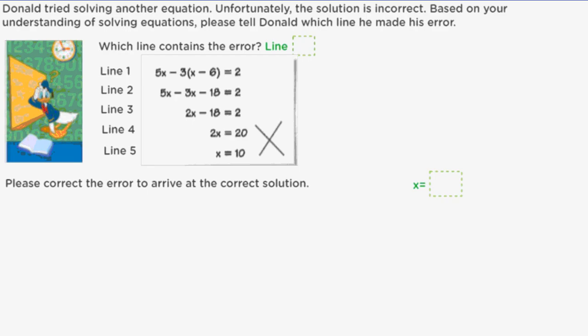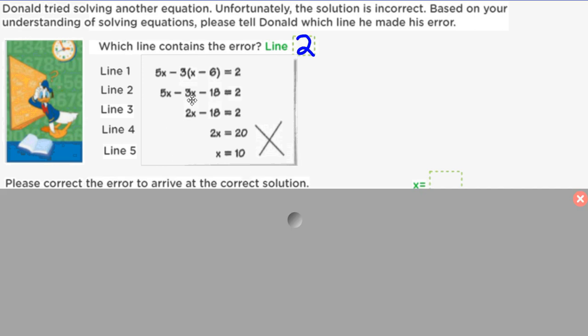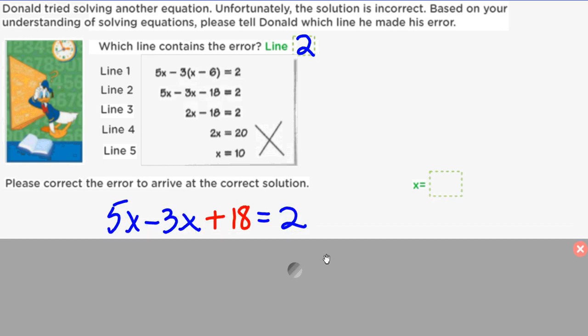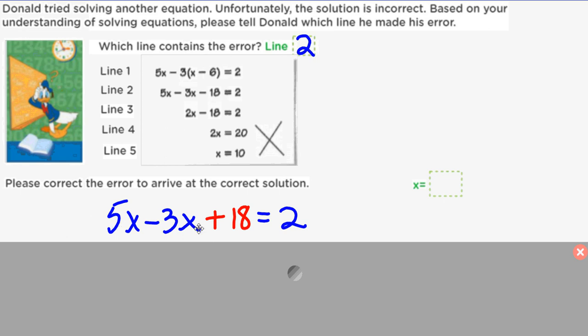Now, Donald tried another, and unfortunately, he still made errors. Could you tell him which line has the error, and then correct it to demonstrate the correct solution? In this problem, the error occurred in line 2. Right here, when Donald distributed the negative 3x, he did it properly here, negative 3 to x, I should say, but not the negative 3 times the negative 6. That should be a positive 18. So this is what line 2 should have looked like.